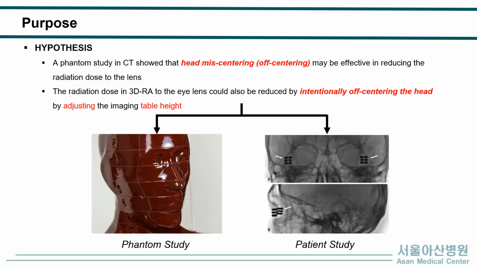A phantom study in CT showed that head mid-centering, also known as off-centering, may be effective in reducing the radiation dose to the lens. The purpose of this study is that the radiation dose in 3D-RA to the eye lens could also be reduced by intentionally off-centering the head by adjusting the imaging table height. We performed both a phantom study and a patient study.